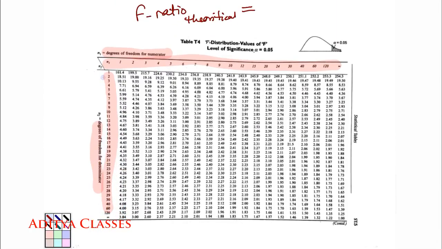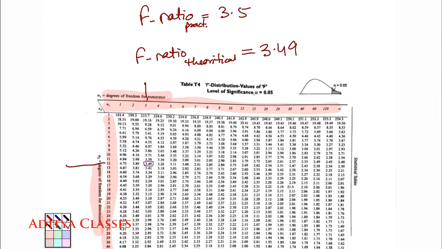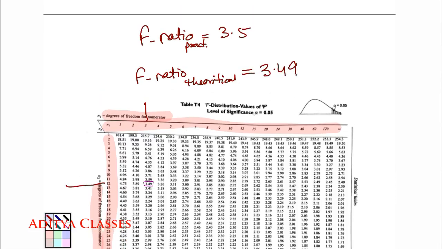N1 3, here it is, and N2 12, here it is. So what is the value if we try to get in 12 and 3? This is the value, 3.49. So what is F ratio theoretical? 3.49. And what is F ratio practical? It is 3.5. So we just missed it by bare margin.